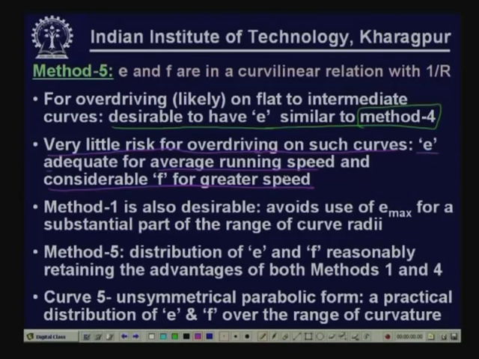For vehicles which are overdriving on flat to intermediate curves, it is desirable to have a distribution similar to method 4, because there is very little risk for overdriving on such curves. Why? E, or super elevation available, is adequate for average running speed, not the design speed again. And for vehicles which are traveling at greater speed than the average running speed, for them also a considerable amount of F is available. So, it is desirable to have an approach like method 4, a distribution like method 4. But method 1 is also advantageous.